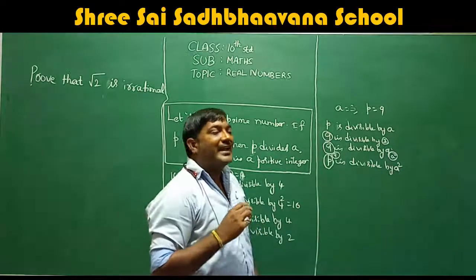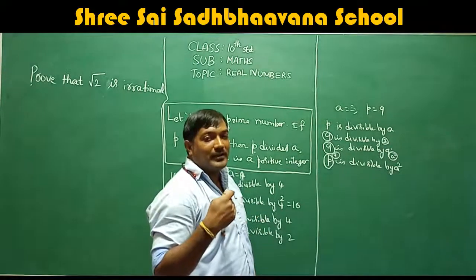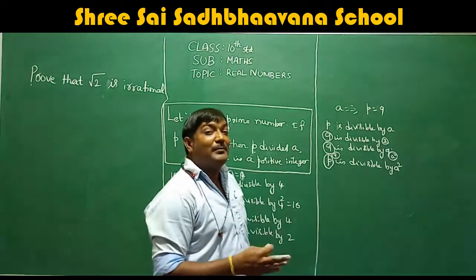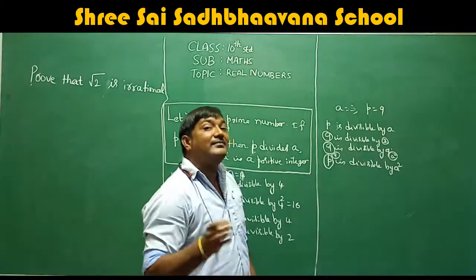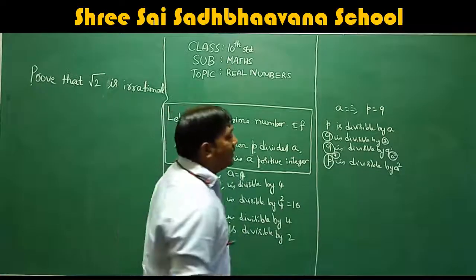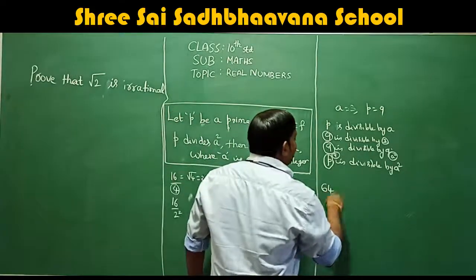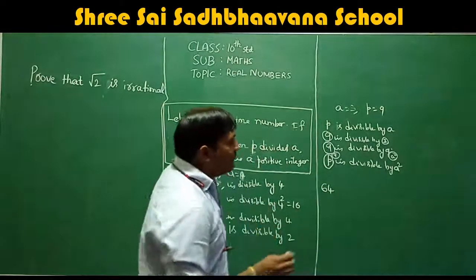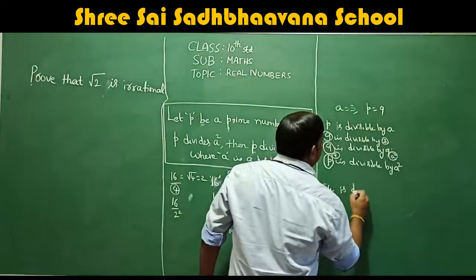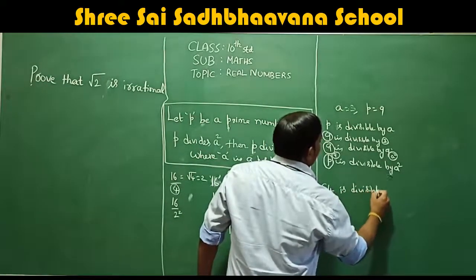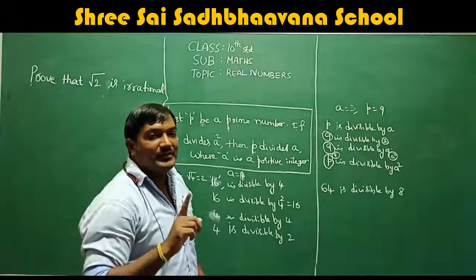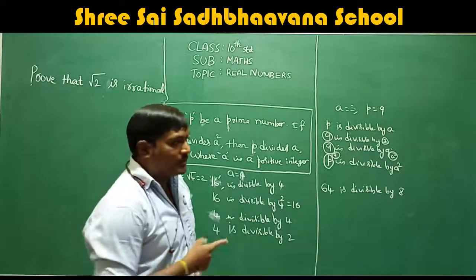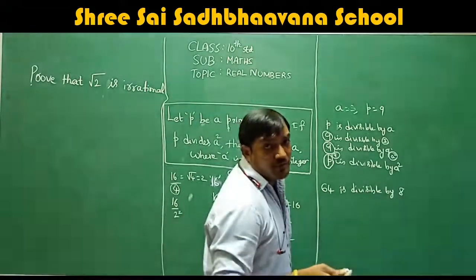Any number divisible by that number, the same number is also divisible by its multiples. Let me give one more example. 64 is divisible by 8, correct? I hope everybody knows. 8 eights are 64, correct?